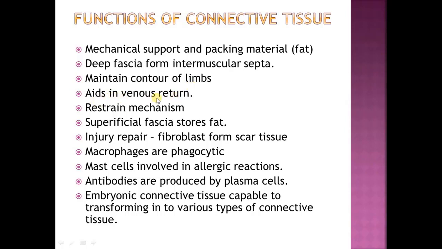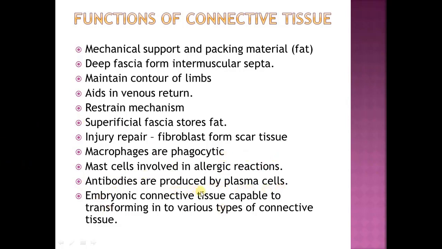Aids in venous return, because in the interfascial spaces you can see the nerves and vessels running. Restraint mechanism, then loose connective tissue. One is superficial fascia, in that you see fat is a genuine content of the superficial fascia. They are involved in injury repair. Fibroblast forms scar tissue, macrophages are phagocytes, this we have already seen. I told you mast cells are mainly responsible in allergic reactions, and antibodies, that also we have discussed in the lymphatic system, are produced by the plasma cells.